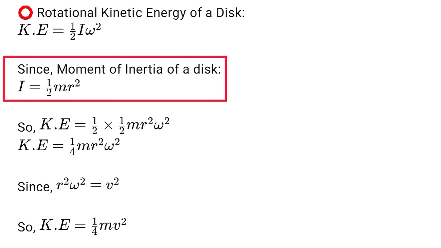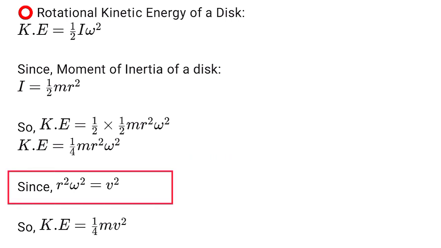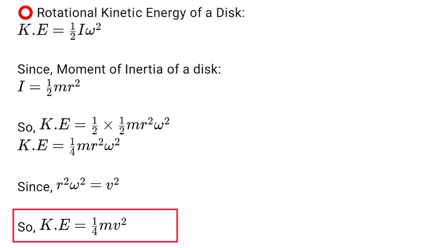Since the moment of inertia of a disk is equal to 1/2 multiplied by mass multiplied by radius squared, I equals 1 divided by 2 multiplied by mr squared. So, kinetic energy equals 1 divided by 2 multiplied by 1 divided by 2 multiplied by mr squared omega squared. Kinetic energy equals 1 divided by 4 multiplied by mr squared omega squared. Since r squared omega squared is equal to velocity squared, kinetic energy equals 1 divided by 4 multiplied by mv squared.